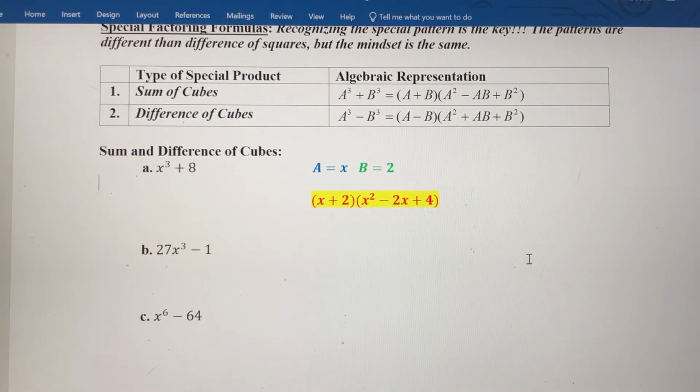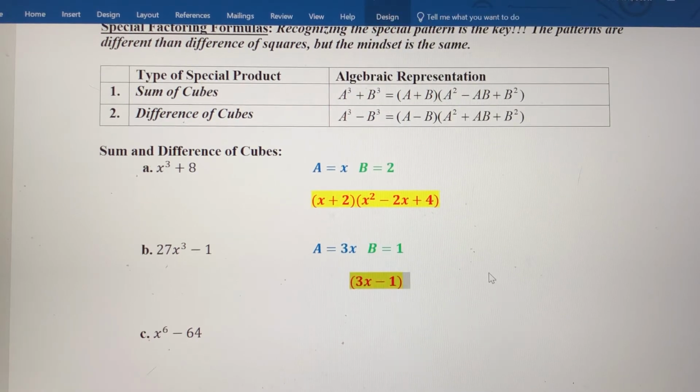All right, so our a value here is going to be 3x. So 3x times 3x times 3x is 27x cubed. So this would be considered the cube root of this term, okay? Cube root of 1 is just 1, so my b value is going to be 1. And I have a minus sign here, so we're going to use this difference of cubes pattern. So my binomial will be the difference of those two terms, 3x minus 1, okay?